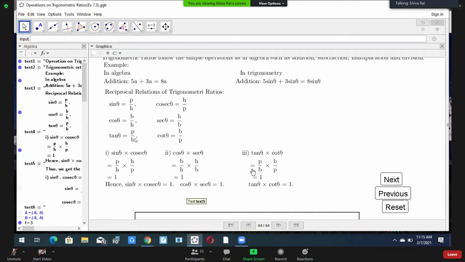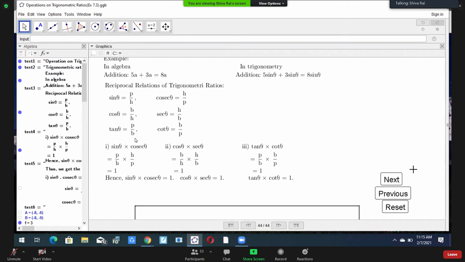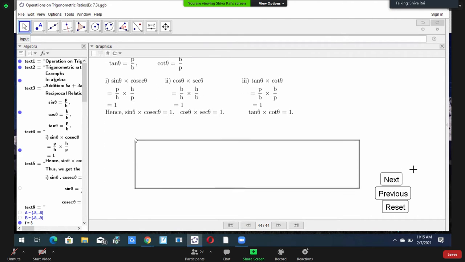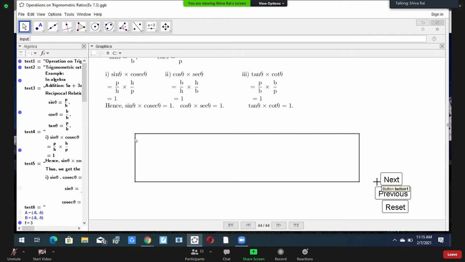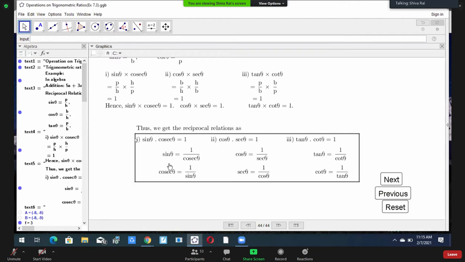Similarly, tan theta into cot theta equal to, you look here, tan theta equal to p by b into cot theta equal to b by p. So here cutting numerator and denominator, we just get 1. So one more relation we have here. You look here, in the tabular form, I want to show you. Thus, we get the reciprocal relation: sin theta into cosec theta equal to 1.